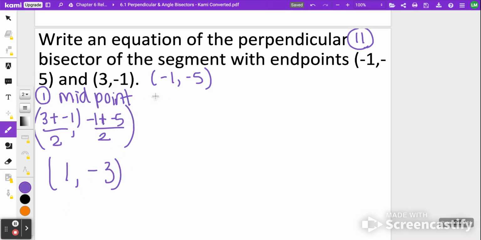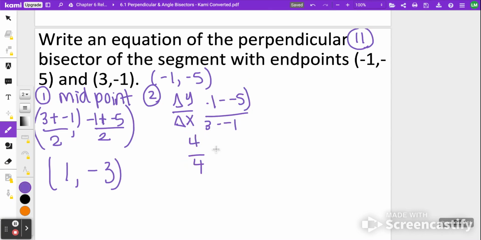Then I need to find my slope. So slope can be found by the change in y over the change in x. So I'm going to do my y's: -1 minus -5 over 3 minus -1. This is going to be 4 over 4, which is 1. So my perpendicular slope would just be -1.